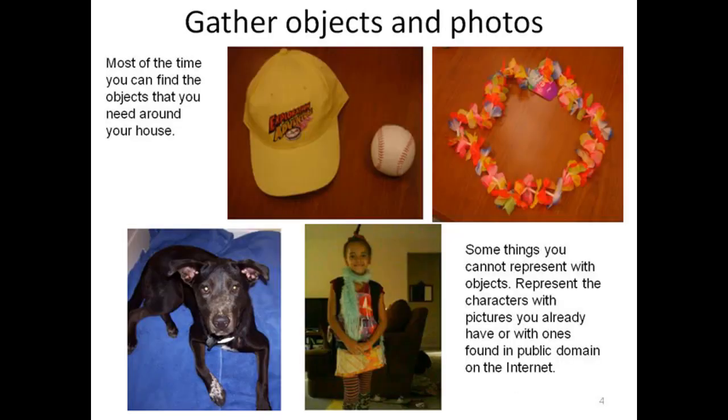Choose up to 3 things from the book that you can represent with objects. If possible, these items should appear more than once in the story. Choose the main character for the book or chapter and find a photo to represent that person or animal.